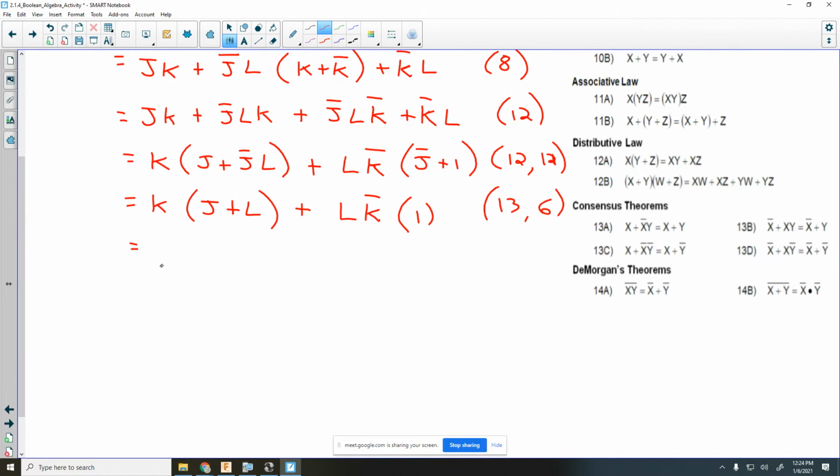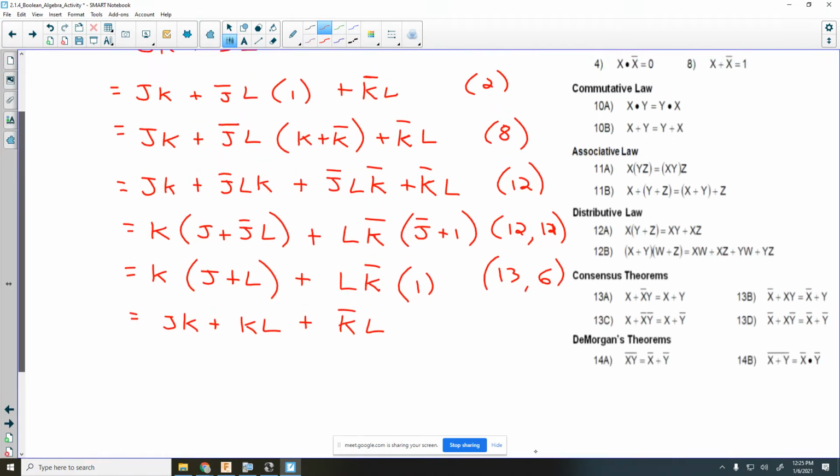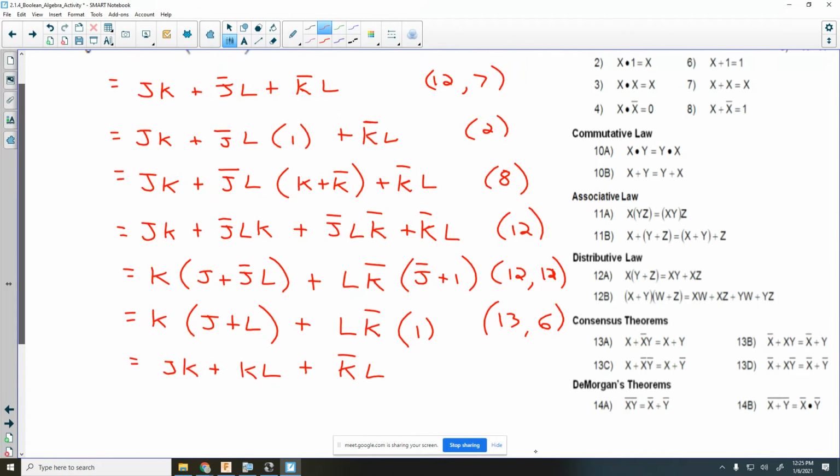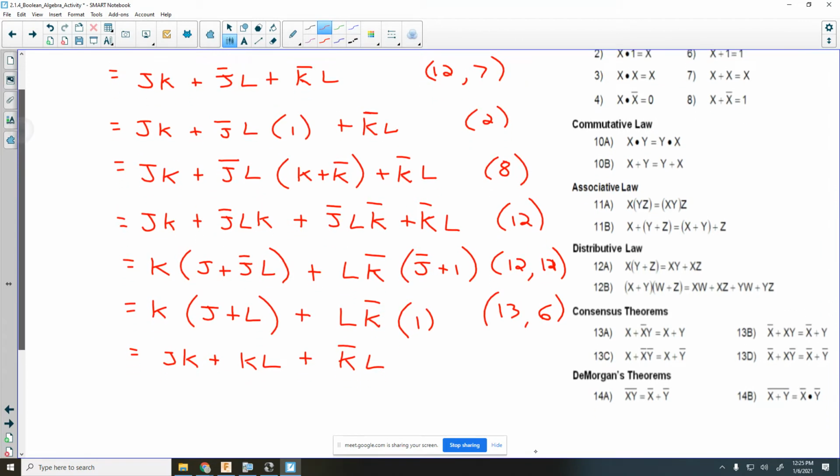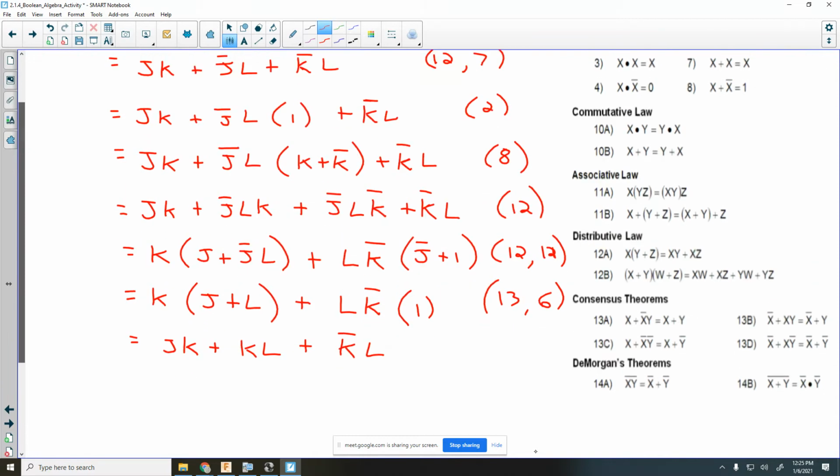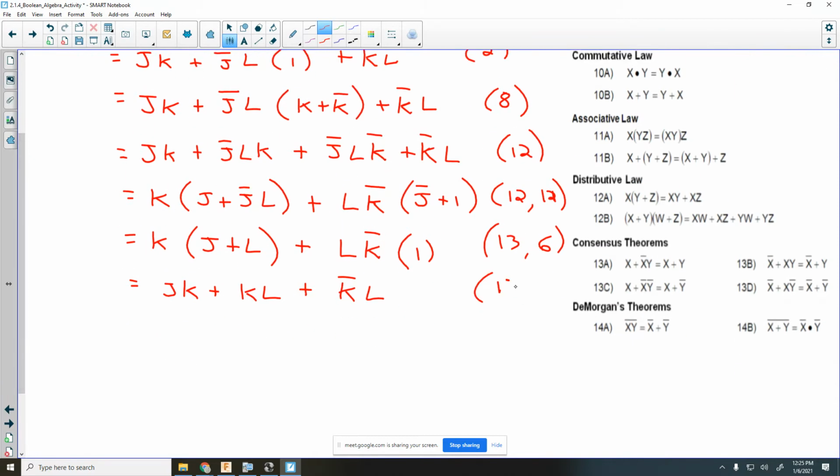So then we can distribute again. I'd have JK or KL or, oh yeah, we're good. Or K naught L, or LK naught, doesn't matter the order you write that in. And ANDing with 1, so we did what, rule 12? And then ANDing with 1 is rule 2. So we did rule 12 and 2, basically.